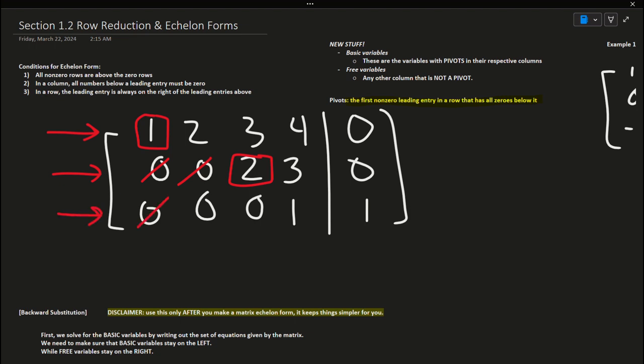And in the third column, the only number that's not a 0 is the one all the way in the right. So that is our pivot as well. Your basic variables are going to be the columns with the pivots in it. So in this case, it would be x1, x3, and x4. The free variables are the ones that are not pivots. So the only one here that is not a pivot is x2. So x2 would be our only free variable.